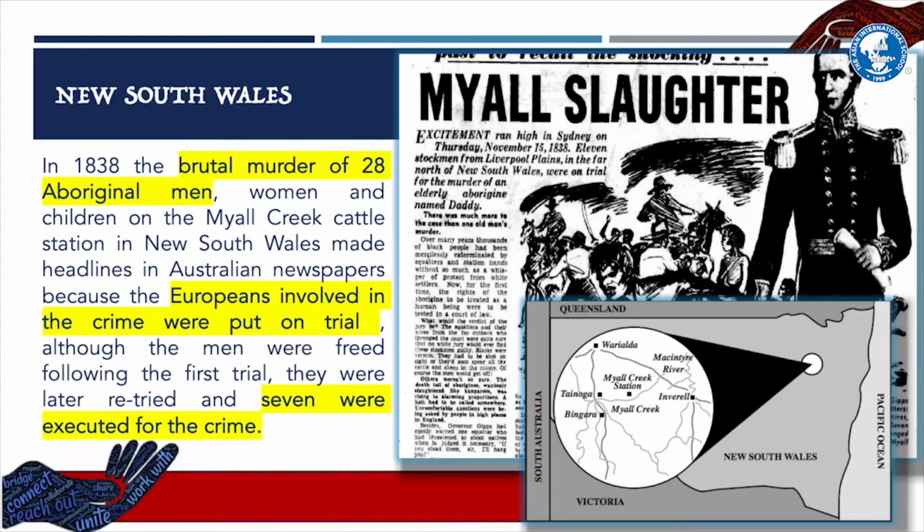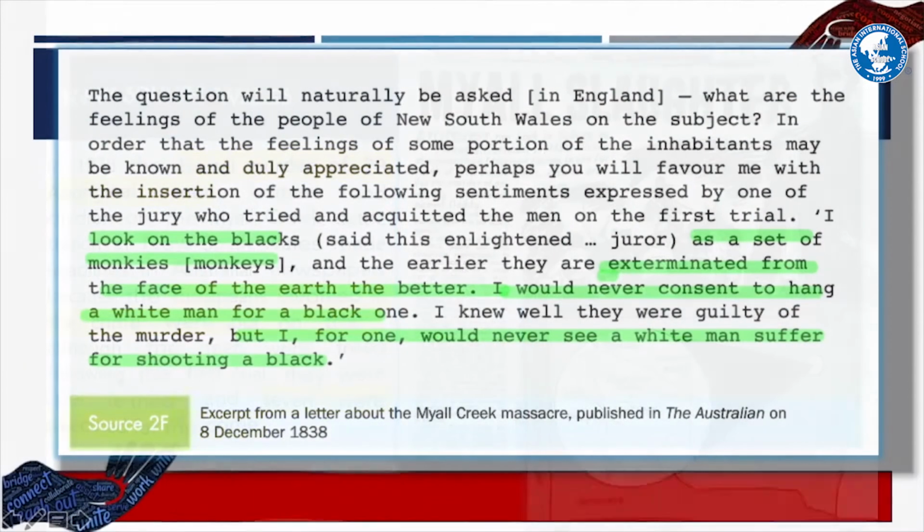Their bodies were then burnt, and the cowardly attack on the elderly Aboriginal men and women and children was well planned. And this made headlines in Australian newspapers because the Europeans involved in the crime were put on trial. Although the men were freed following the first trial, they were later retried and 7 were executed for the crime.